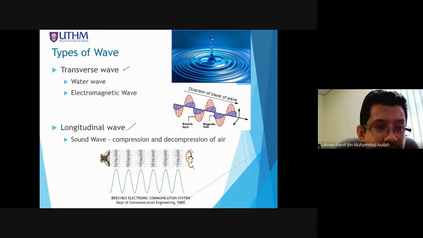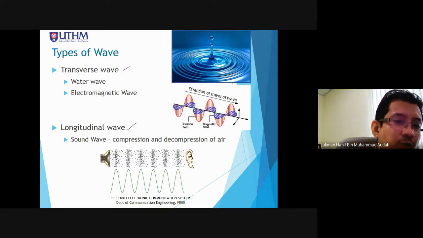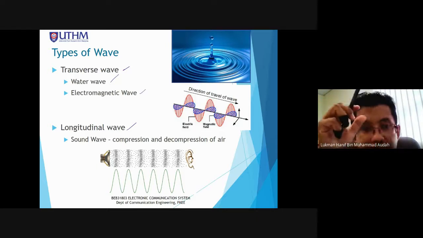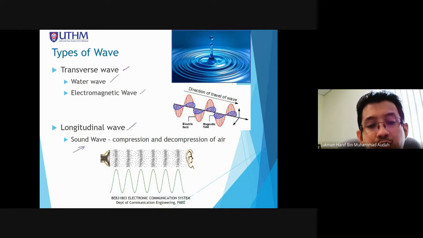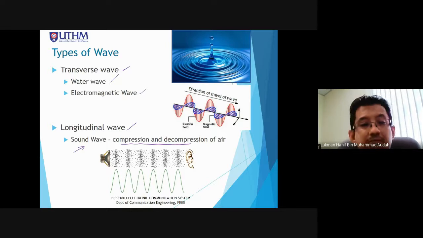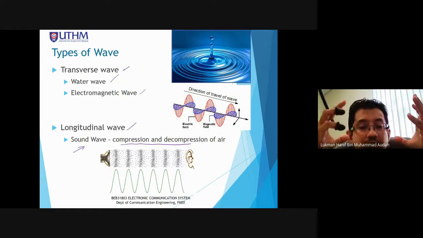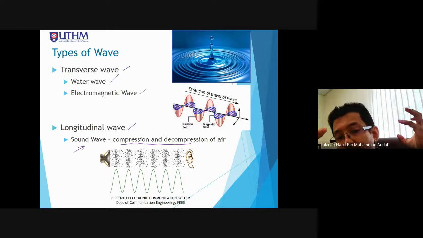Okay. So apa itu transverse wave? Transverse waves contohnya adalah water wave dan juga electromagnetic waves. Manakala sound wave adalah contoh untuk longitudinal wave. Sound wave ini dia berbeza daripada gelombang yang lain, gelombang elektromagnet ataupun water wave. Yang mana sound wave ini bergerak disebabkan oleh proses compression and decompression of the air. Proses pemampatan dan pengembangan udara itu adalah menyebabkan pergerakan gelombang itu.